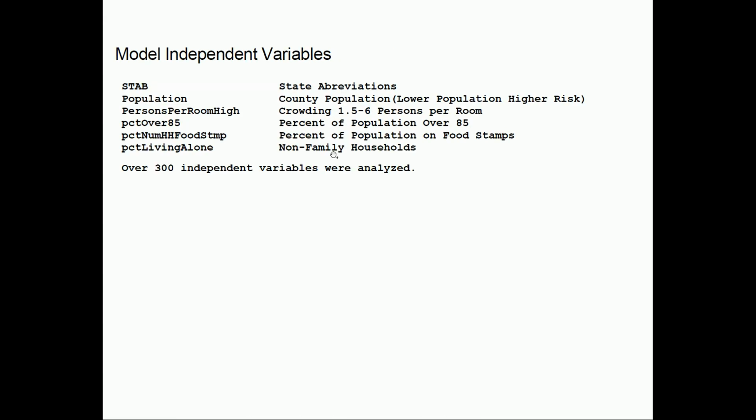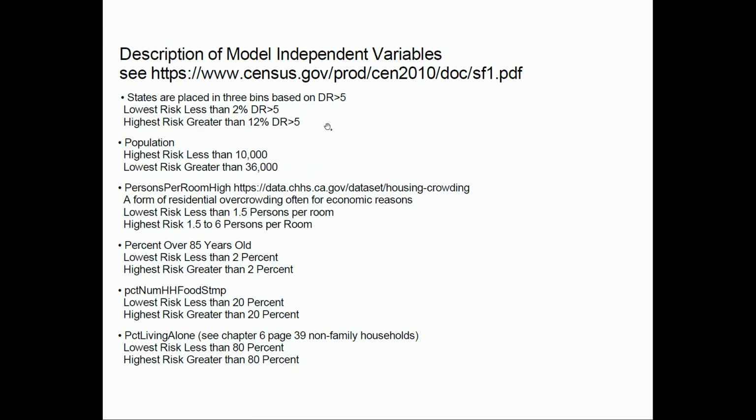Model independent variables. Okay, there's the states. I split the states into 3 buckets. Population of the county, crowding in the county, percent of population over 85 years old, percent of population on food stamps, non-family households. I analyzed over 300 independent variables. Here's a description of the independent variables.